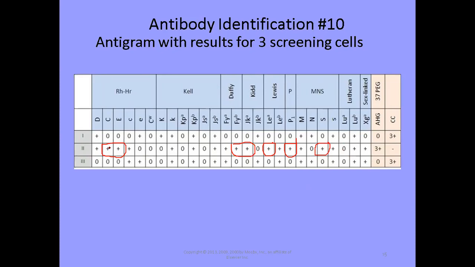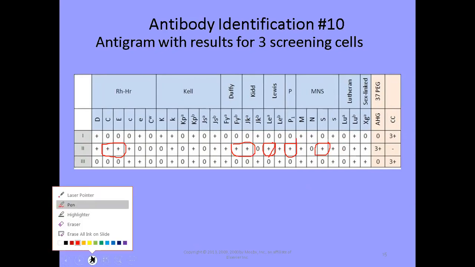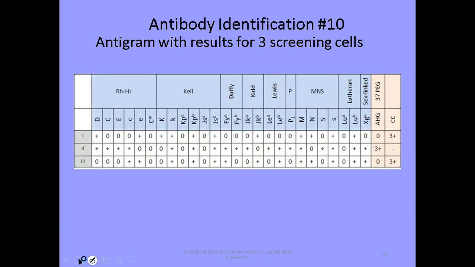Okay, so it could be an antibody against big C or E, which is only on screening cell 2. It could be an antibody against Duffy B, maybe, or JKA, which are only on screening cell 2. Lea, probably not. That one usually reacts only at room temp. P1, probably not. Okay, or big S. And so the purpose, or how we would figure out the rest of this, would be our panel testing. Okay, so we'll move next.